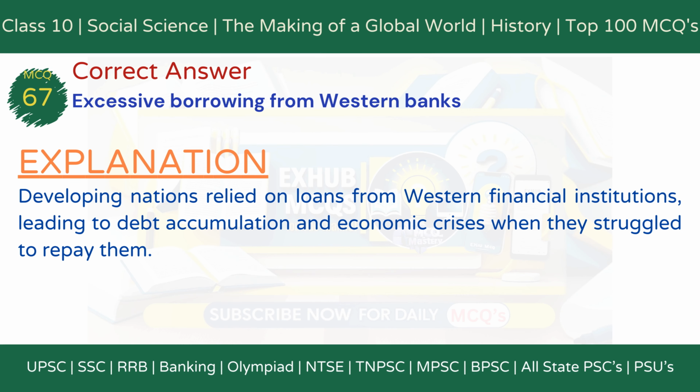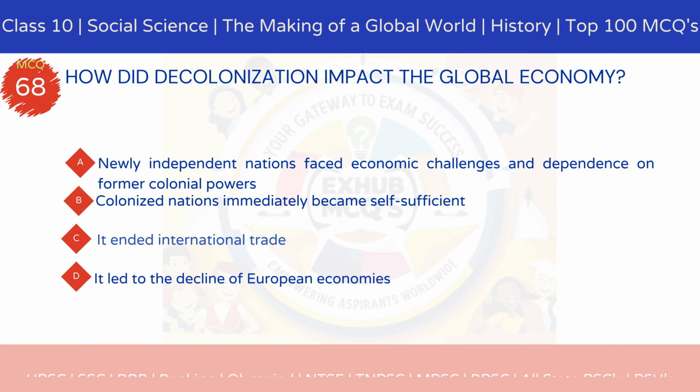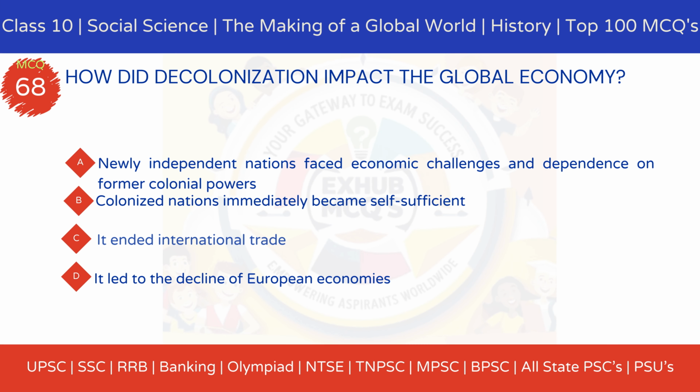The correct answer is option A, excessive borrowing from Western banks. Explanation. Developing nations relied on loans from Western financial institutions, leading to debt accumulation and economic crises when they struggled to repay them. MC 68. How did decolonization impact the global economy?